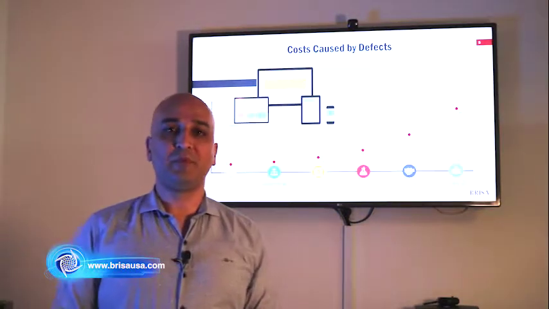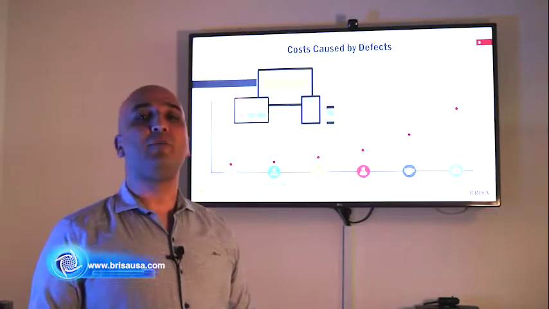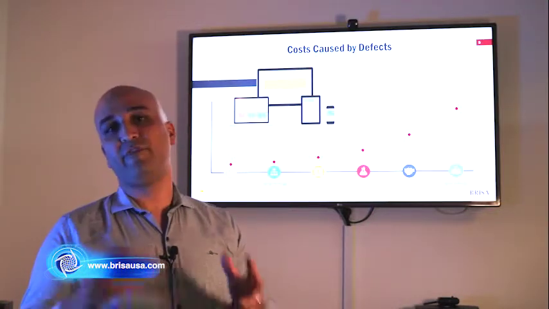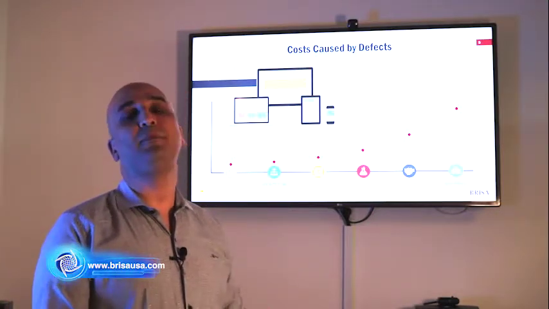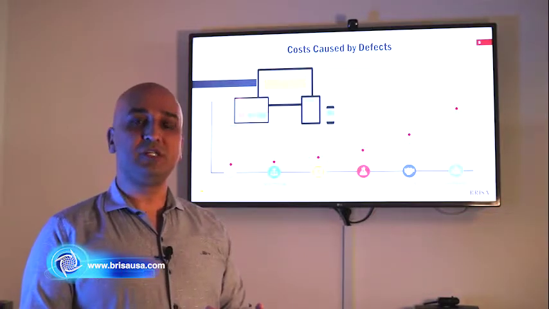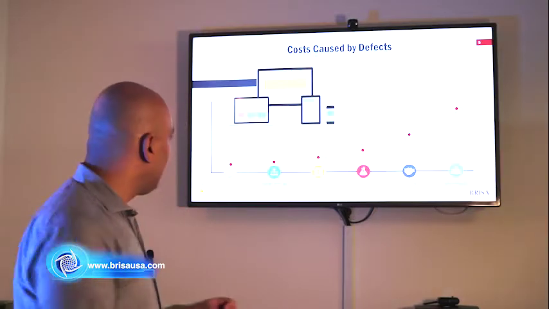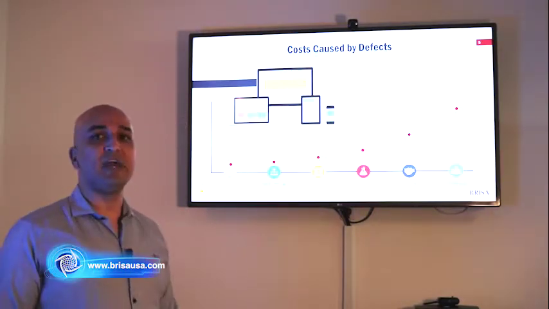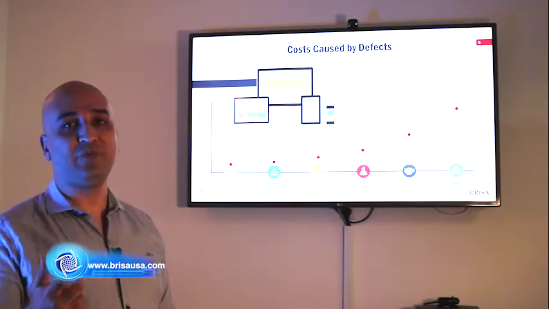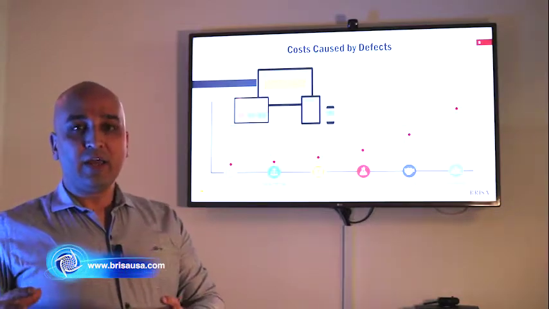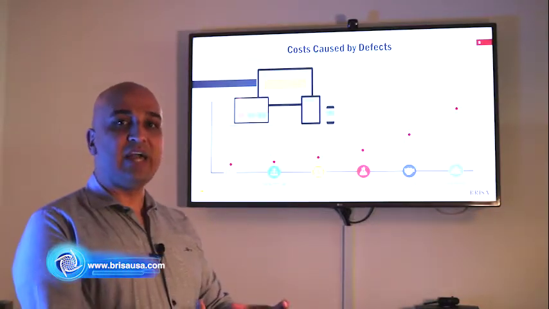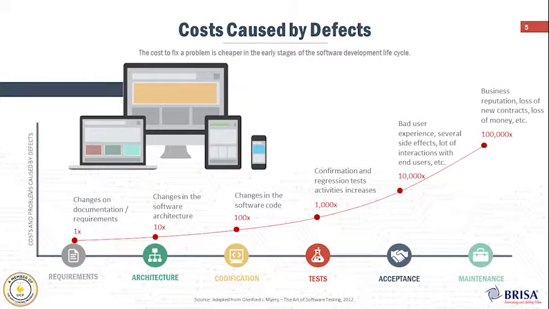So if there is a problem in the requirements, and if the requirements are not clear to the developers and also to the testing team, they will start coding the system with that problem. If the problem, however, is found in the requirement stage, it will cost only one time to fix that problem. If the problem moves to the next stage of the software development life cycle, it will cost 10 times.